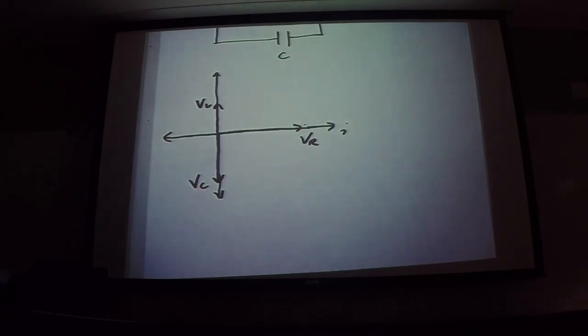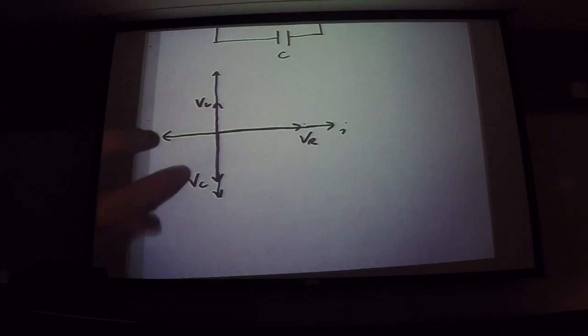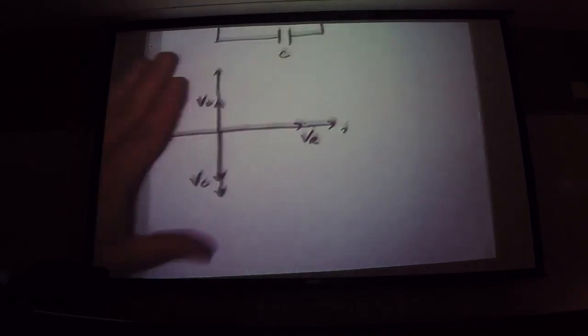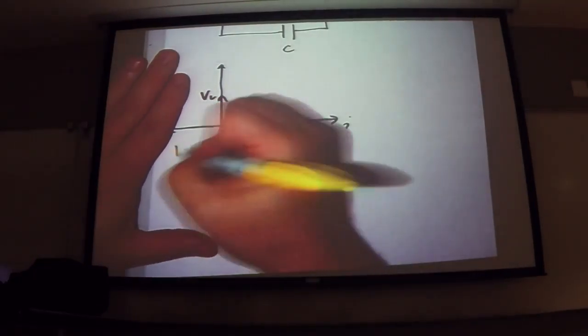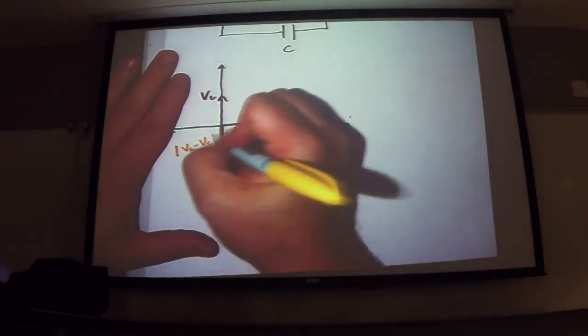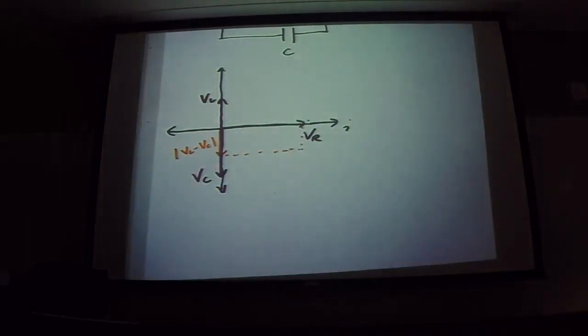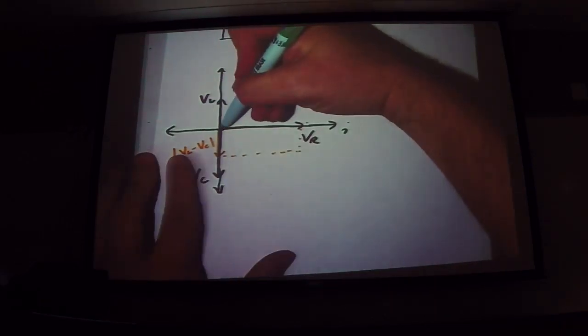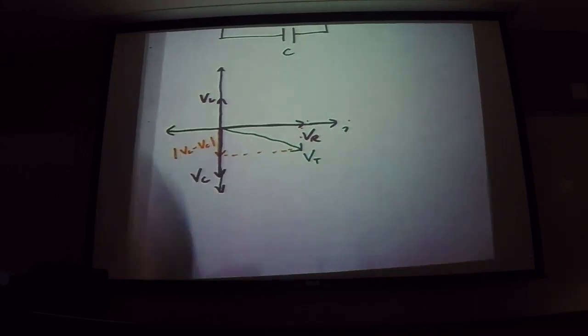And yes, it is actually true that the voltage across the inductor is directly out of phase with the voltage across the capacitor. So in other words, when the inductor voltage is positive, the capacitor voltage is negative, and vice versa. So in this case, notice that I did this. This would be the absolute value of VL minus VC. And then this is your total RMS voltage right here. I'll put VT there, V total.